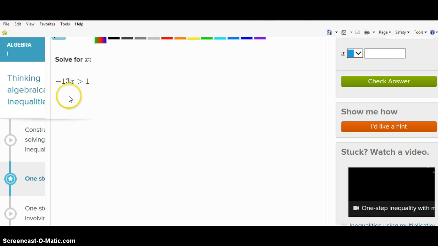Here we go again, negative 13x greater than 1. Negative 13x indicates multiplication. To solve this, we're going to divide each side by negative 13. So we're going to end up with x not greater than anymore. We're going to switch that sign around: x less than negative 1/13.